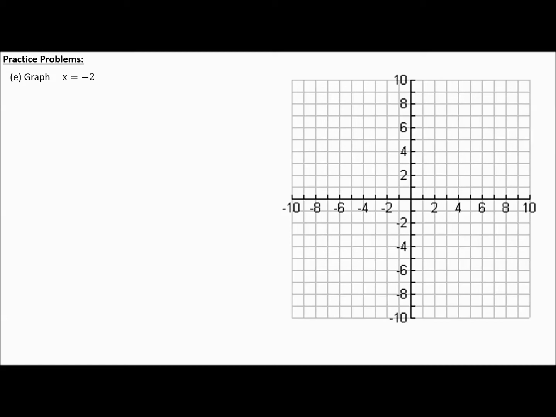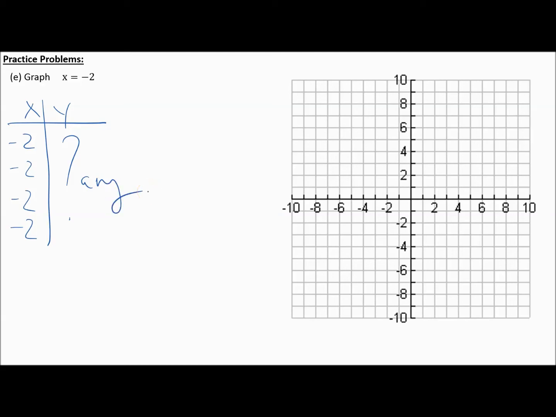Next guy in line, x equals negative 2. Again, something's up, right? We know it's linear because it's x to the first power. But we also know something's up because it's missing a y. Okay, so you either have memorized, just straight up, that this is a vertical line. Well, what if you forget? Okay, that's fine. Here's what, no matter what, x is negative 2. I don't care what y is. It could be anything you want.